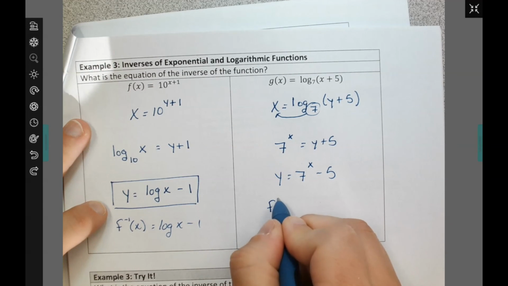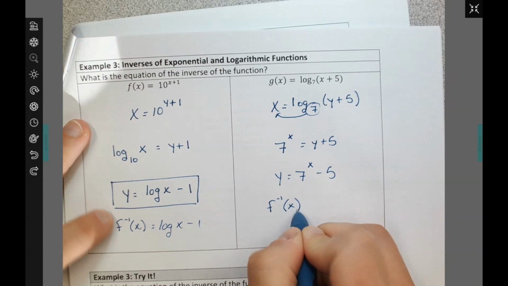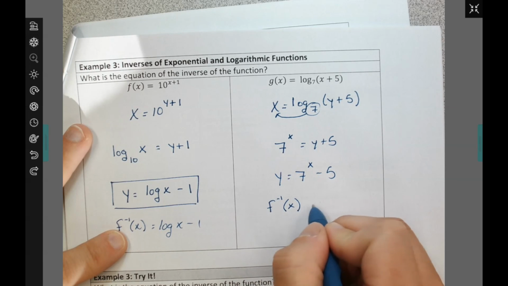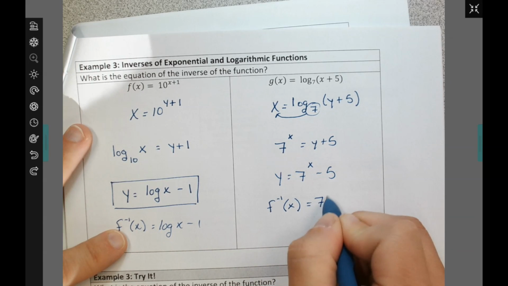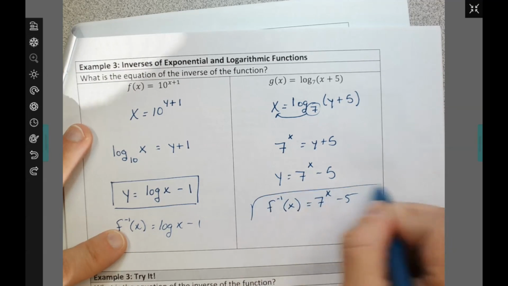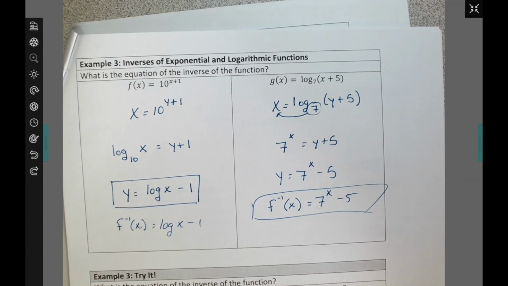And I'll do it right this time. To signal that it's an inverse, you go f negative 1. So f negative 1 of x equals 7 to the x minus 5. And that is section 6.4.